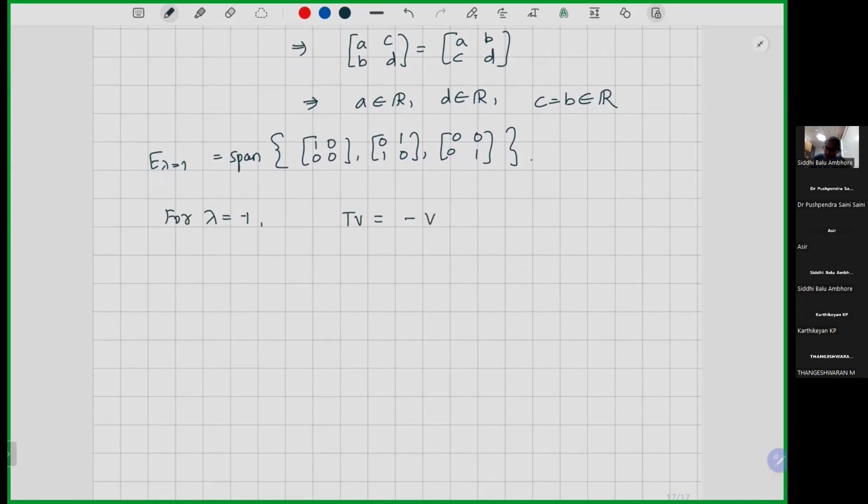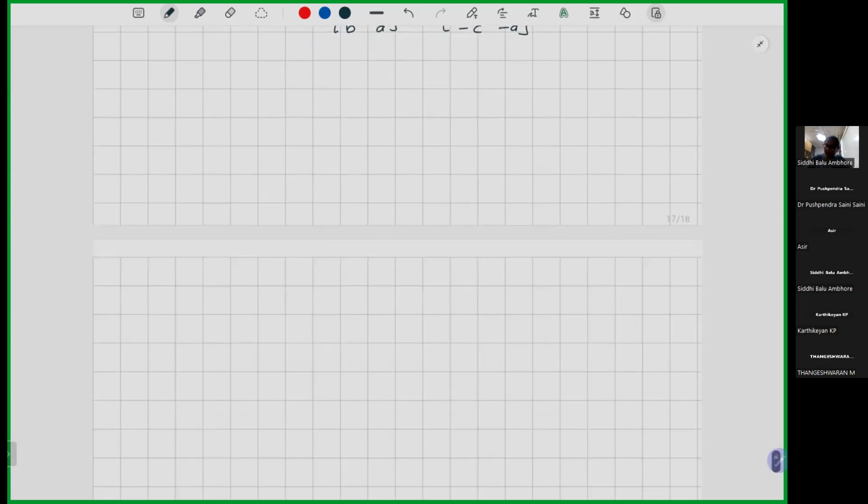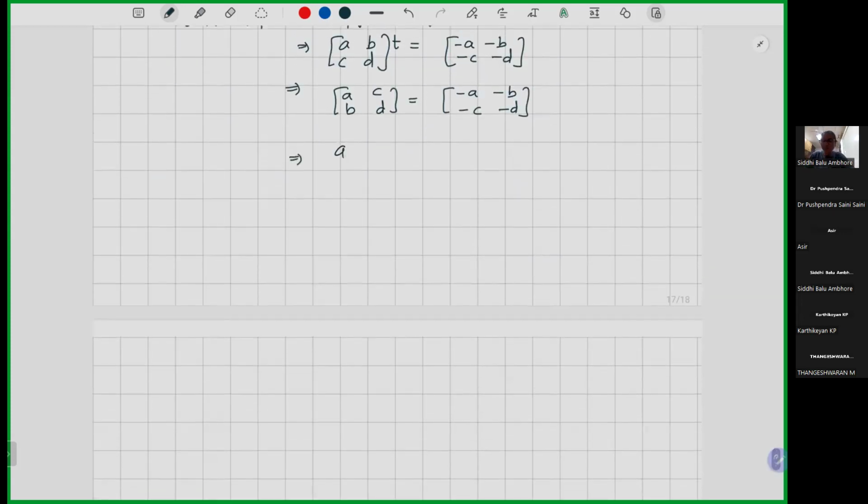And for lambda equal to -1, T(V) is equal to -V, and then again the transpose of [A B; C D] is equal to [-A -B; -C -D], so [A C; B D] equals [-A -B; -C -D], and this will give me what? A is equal to 0 because A is equal to -A. D is also 0 because D is equal to -D, but I have C equal to -B, and similarly B equal to -C will conclude the same thing. So my E lambda for lambda equal to -1 is the span of this matrix [0 1; -1 0].